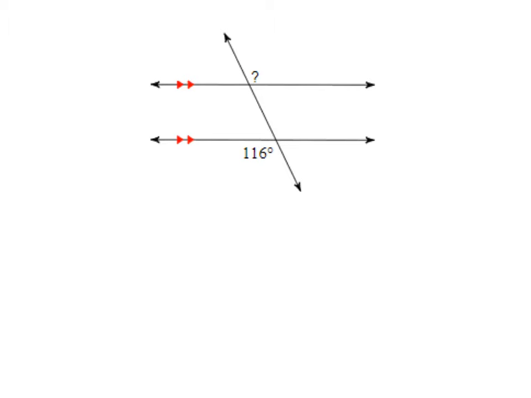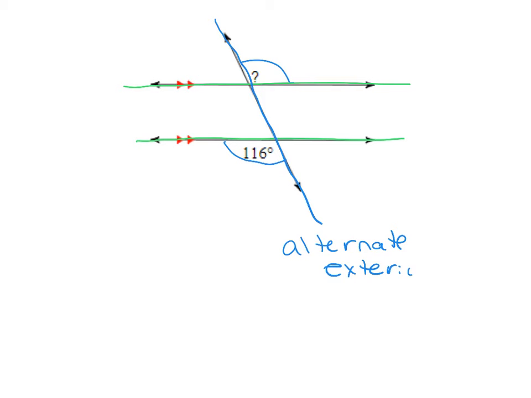Okay, you hit pause and do this one. What type of angle is your 116 in relation to your question mark, and what is the angle measure of your question mark? Hit pause. Okay, I know they're alternate exterior angles because they're on opposite sides of my transversal. Exterior, because they're both exterior, so alternate exterior. So that means my question mark is 116 degrees because alternate exterior angles are congruent.